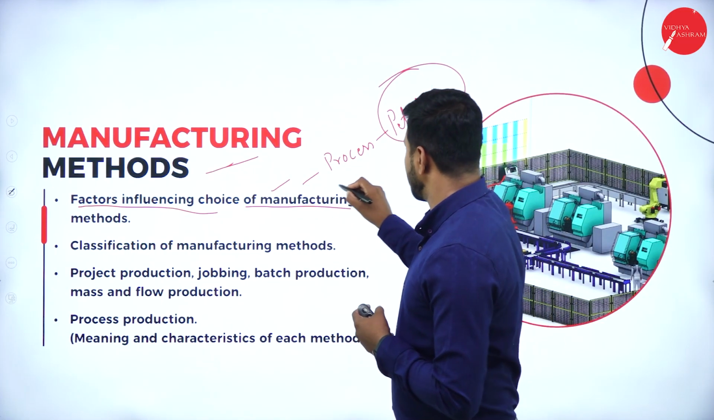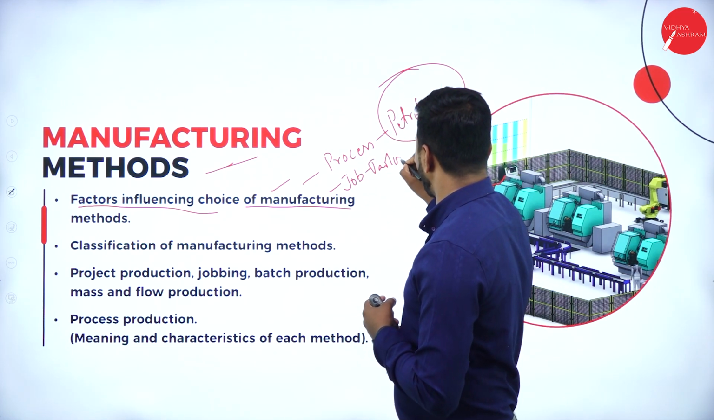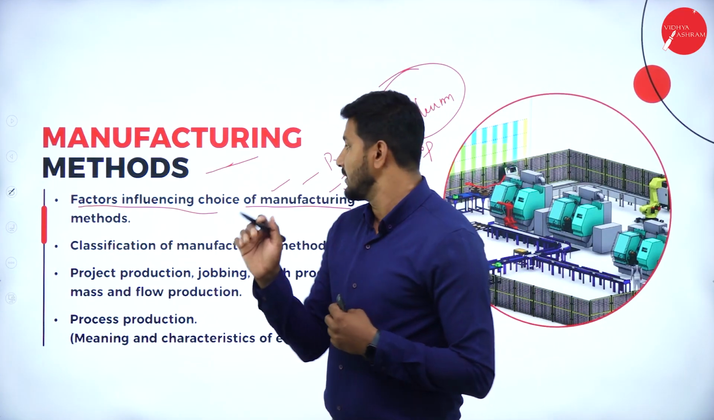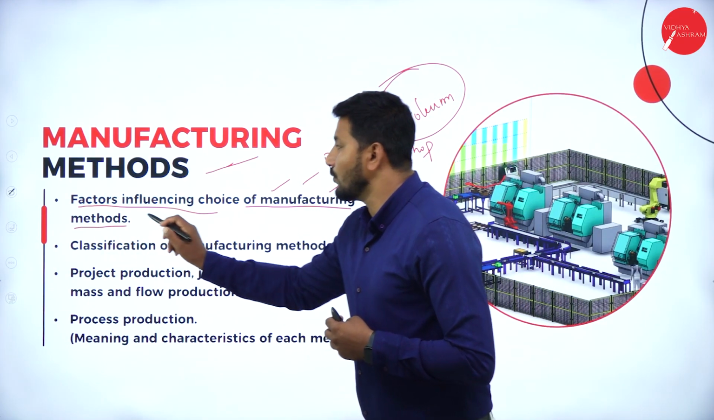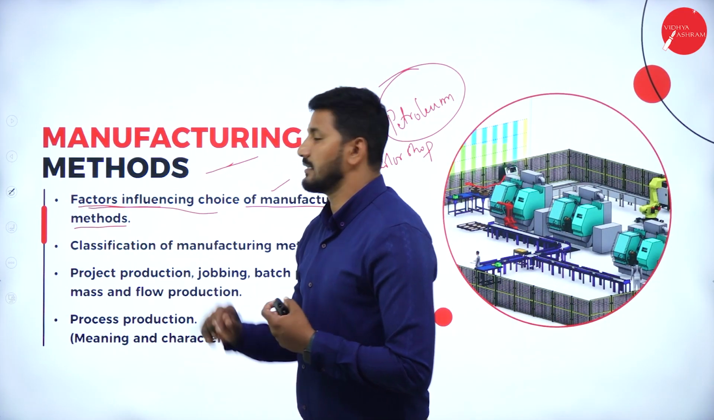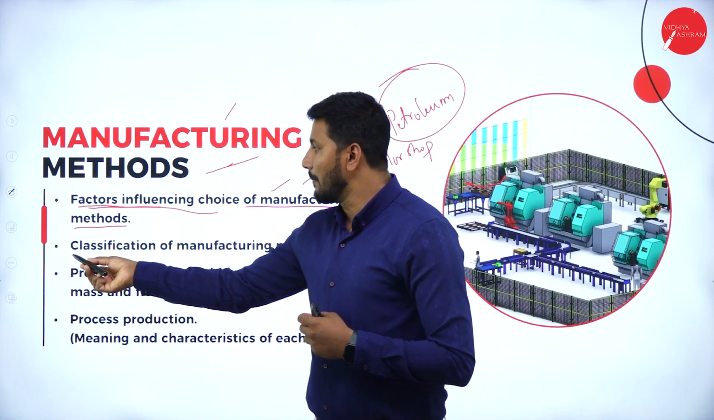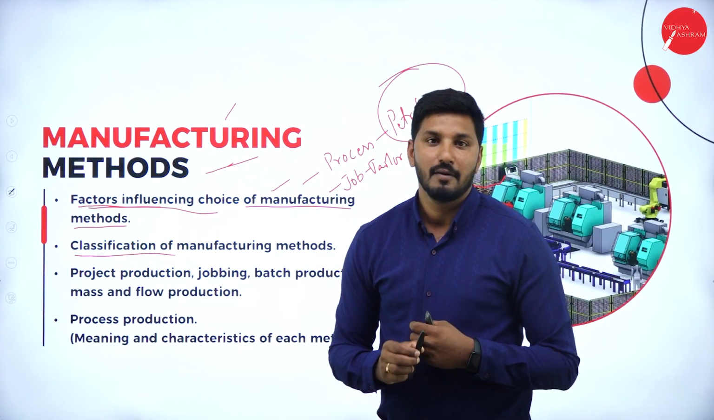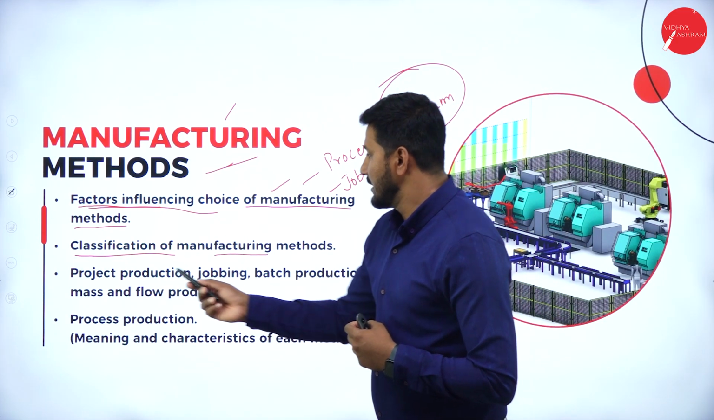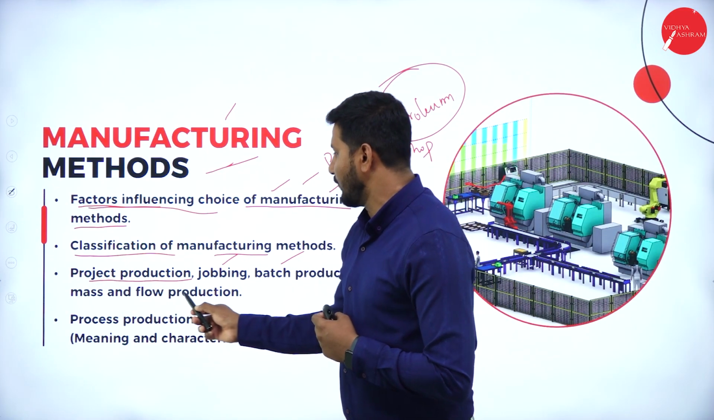In the same manner, if it is a job, we can take a tailor shop as an example. In the same manner, what are the major methods included in the manufacturing sectors, and how they influence the factors, we'll get to know from these manufacturing methods. Then what are the major classifications of manufacturing methods, how they segregate the methods, we'll get to know this. Then project methods, that is jobbing, batch production, and mass and flow production.